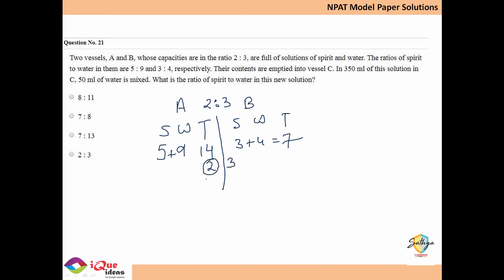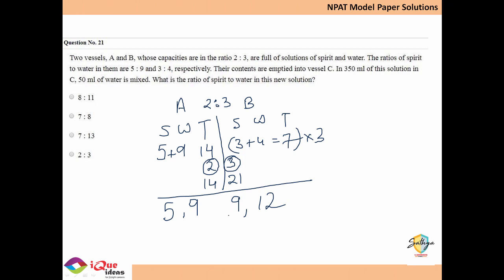Here, if the total 2 stands for 14, then 3 should stand for 21, right? So I multiply this entire thing by 3, and now I get that in the first one spirit and water is 5 and 9. In the second one spirit is 9 and water is 4 3s are 12. Now it is given that the contents are emptied into a vessel C.